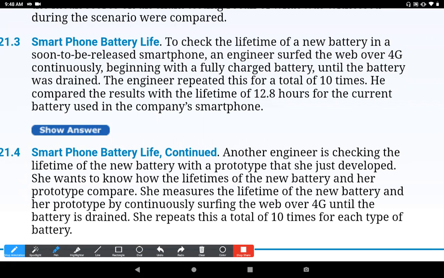So the difference again here between 3 and 4 that we saw between 3 and 2 was we have 2 groups and 2 samples. So this one is 2 independent samples.